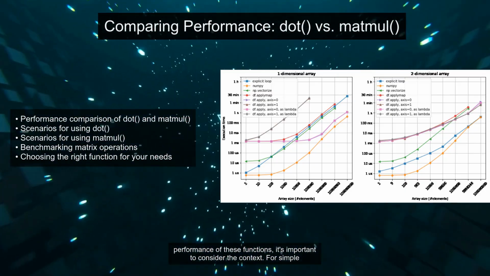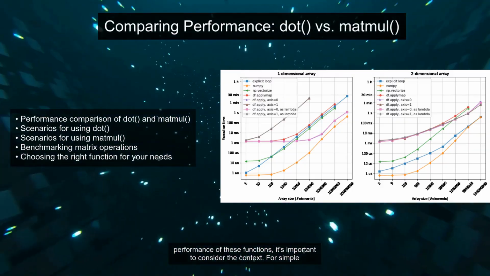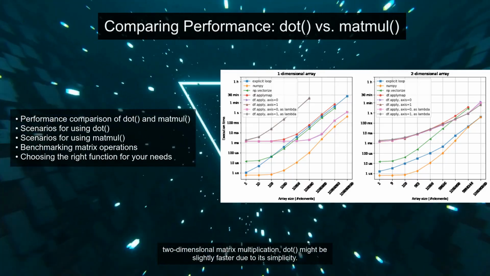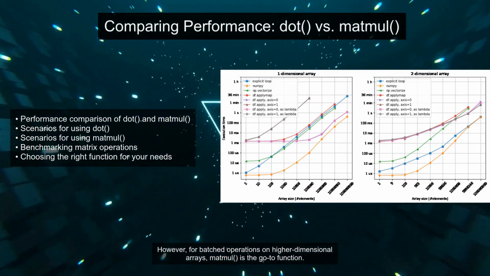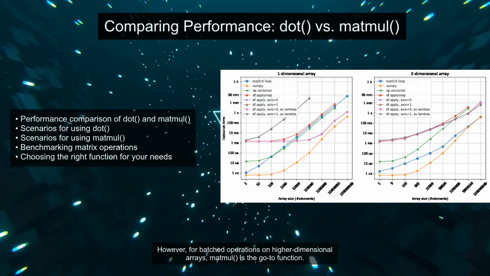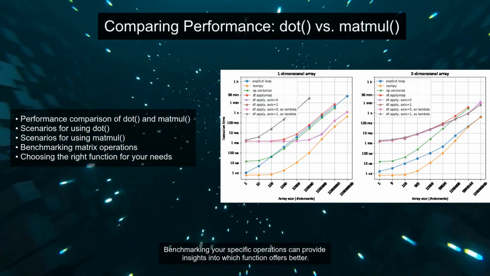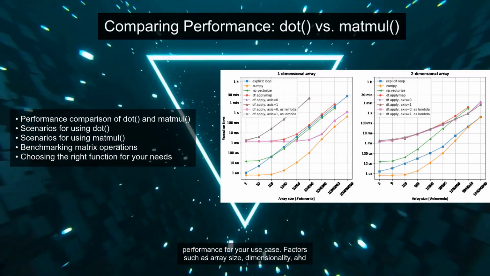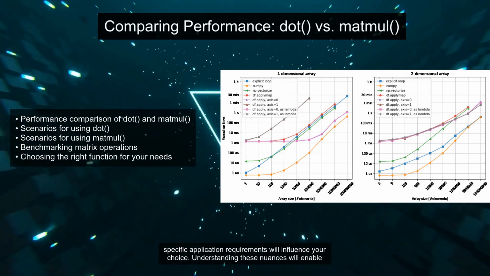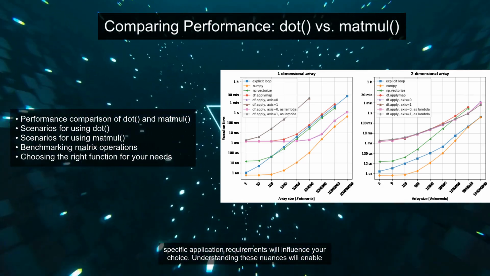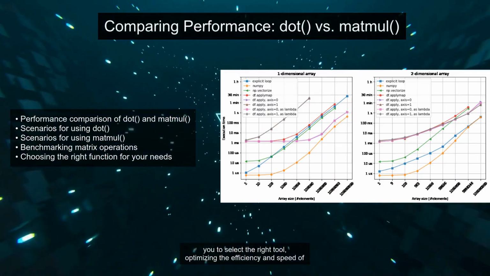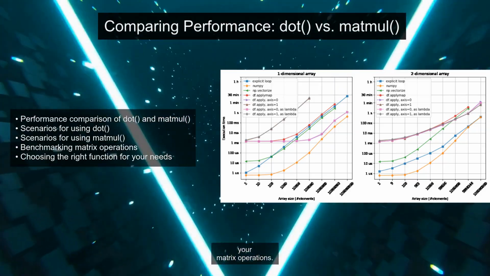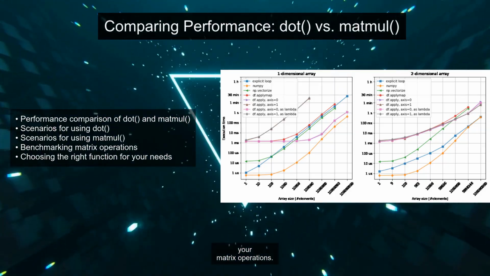When comparing the performance of these functions, it's important to consider the context. For simple two-dimensional matrix multiplication, dot might be slightly faster due to its simplicity. However, for batched operations on higher dimensional arrays, matmul is the go-to function. Benchmarking your specific operations can provide insights into which function offers better performance for your use case. Factors such as array size, dimensionality, and specific application requirements will influence your choice. Understanding these nuances will enable you to select the right tool, optimizing the efficiency and speed of your matrix operations.